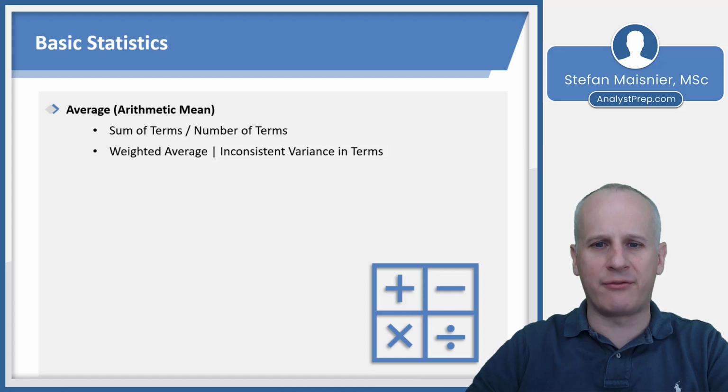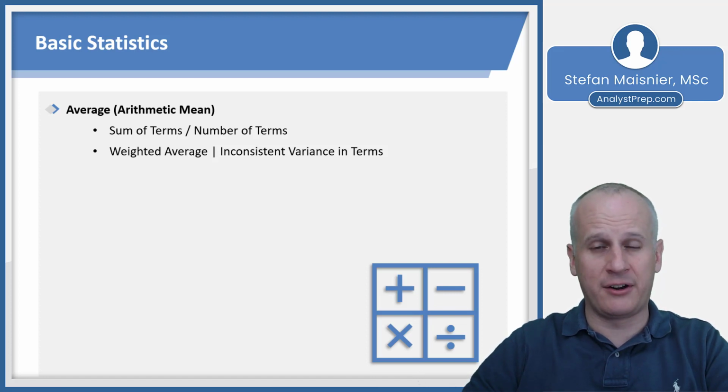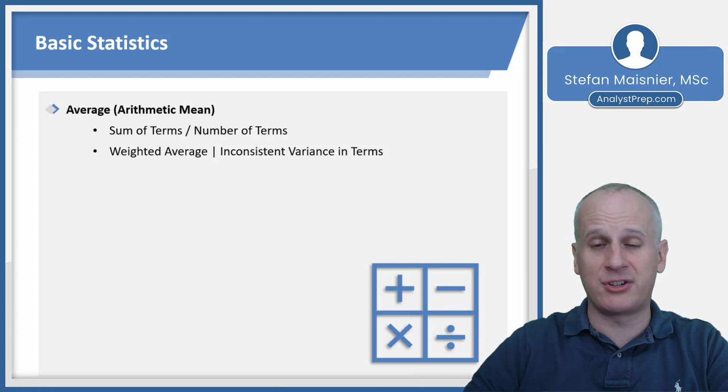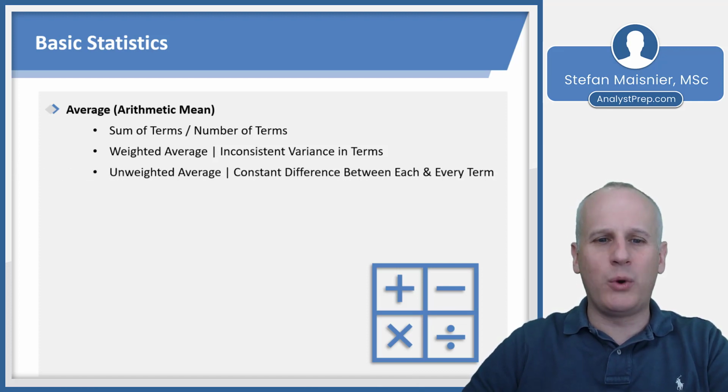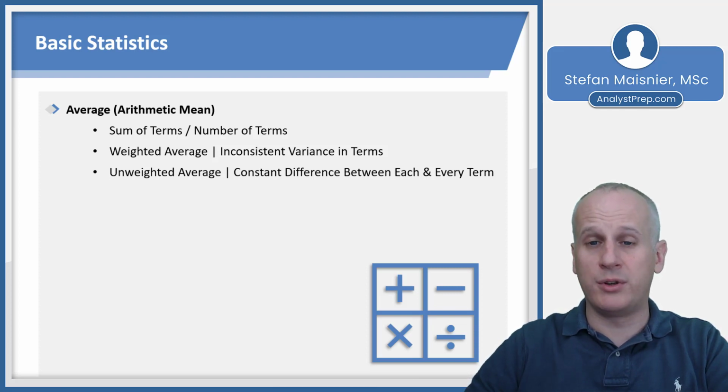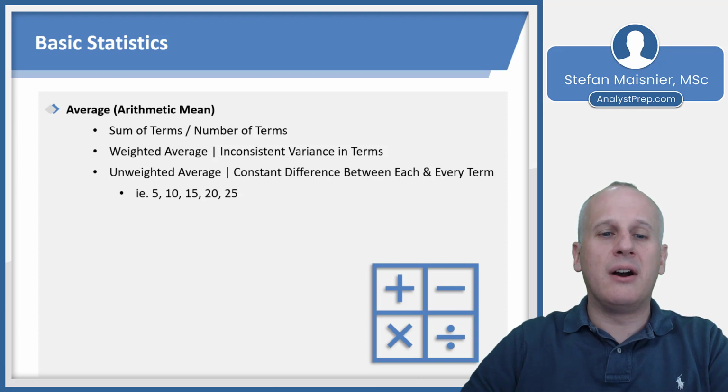A weighted average is when there's an inconsistent variance or difference in the terms. So something like 7, 38, 55, 87, 932. That's a weighted average because it's not equitably distributed. An unweighted average, however, is when there's a constant difference between each and every term, like 1, 2, 3, 4, 5, or 5, 10, 15, 20, 25.